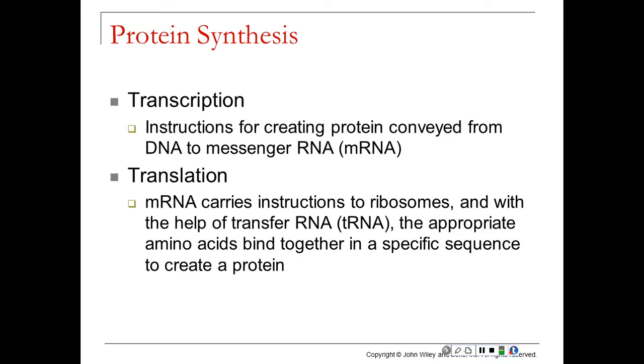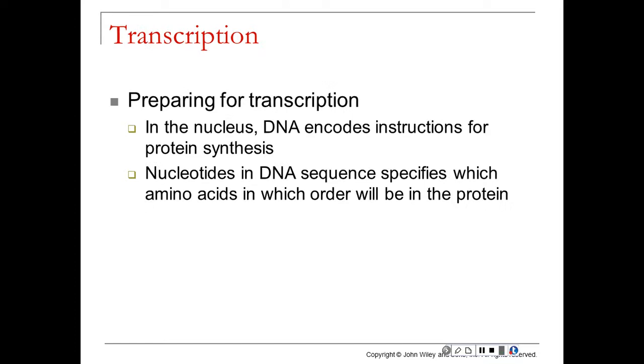It says transcription is the instructions for creating protein being conveyed from DNA to mRNA. That's what I just reviewed. And then translation is when that mRNA carries the instructions to the ribosome. Another RNA molecule called tRNA is going to help with this process. It's going to bring in appropriate amino acids. You may recall that proteins are made of amino acids. So tRNA is going to match up specific amino acids from the mRNA instructions, ultimately creating a functional protein for the cell. So let's talk about transcription in a little more detail.